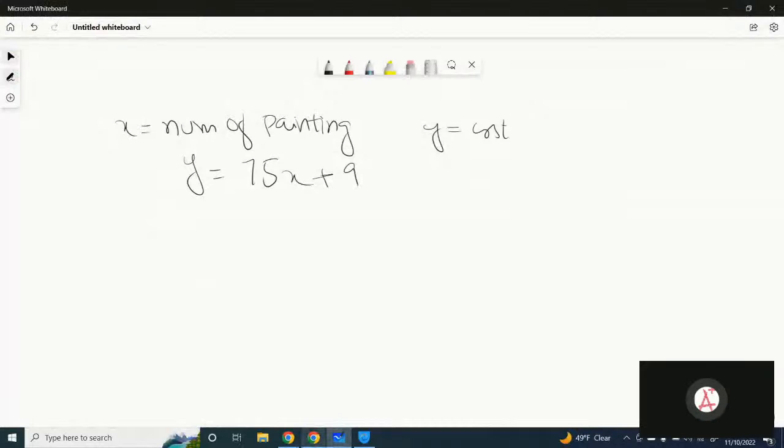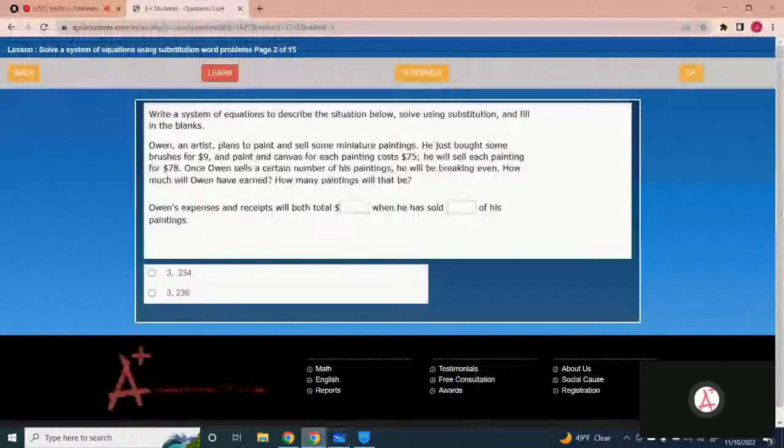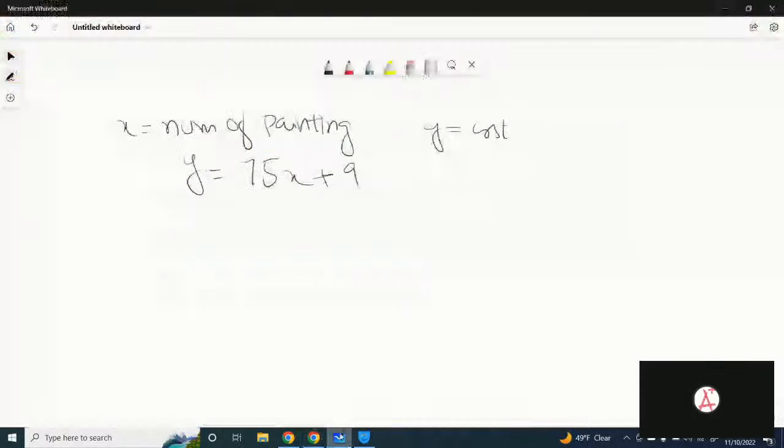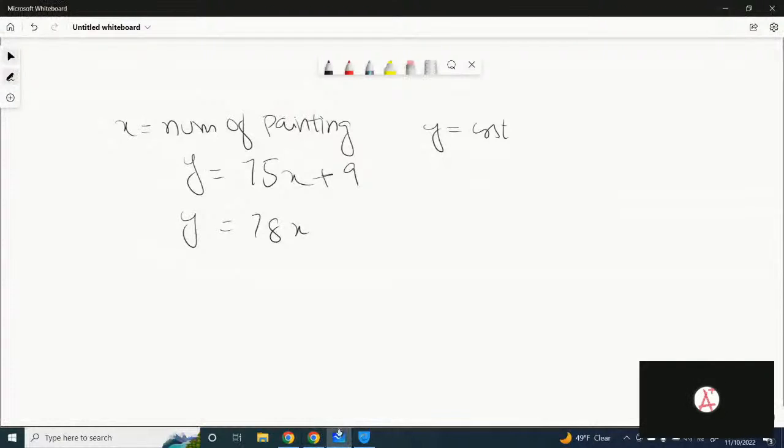And then the second equation is he will sell each painting for $78. So it would be y equals 78x. The second equation is y equals 78x. So solve these equations. So y is already isolated. Just put the value of y in the equation. It would be 78x.